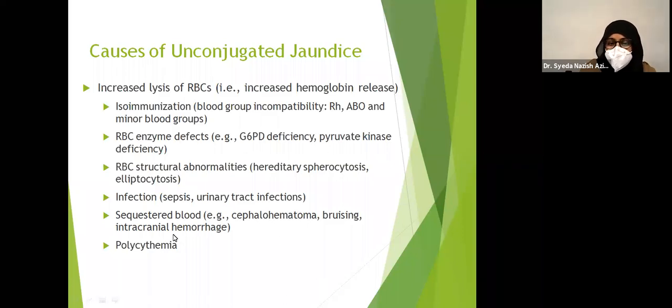Occasionally, when the baby has sequestered blood in the form of cephalohematoma or a bruising due to a birth defect or any kind of hemorrhage, all those collected blood, of course, the RBCs in those collected regions will be degraded ultimately, leading to unconjugated jaundice. Anytime, for any reason, a newborn has polycythemia, of course, that extra load of RBCs will break down and give all the unconjugated jaundice. So that may be a reason. We do see polycythemia in infants born to diabetic mothers.